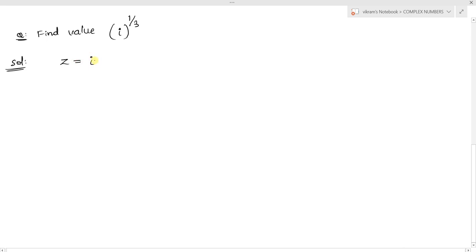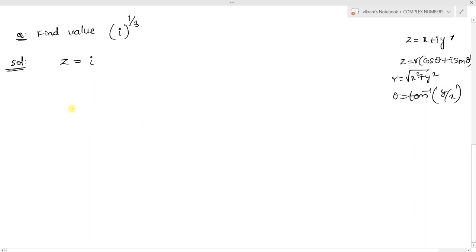We know how to represent this in the polar form, comparing with z equals x plus iy, to write it in terms of cos theta plus i sin theta. Then r equals the square root of x square plus y square, and theta, depending on the quadrant, is generally taken as tan inverse of y by x. If it is in the first quadrant, it is directly tan inverse of y by x. Then substitute r and theta, and we get the complex number in the polar form.